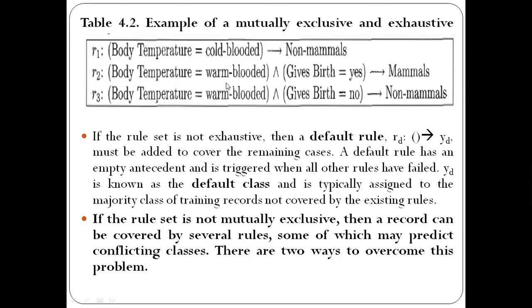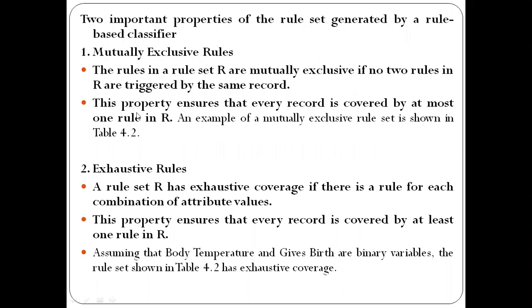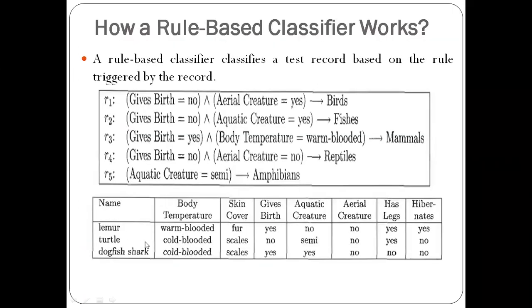Just check it. Body temperature is cold blooded, so it is going to trigger rule R1. None of the other rules will be triggered here, because for cold blooded we have not defined any other rules. R1 will only be triggered by the second record, that is vertebrate. So we will not have any confusion here.